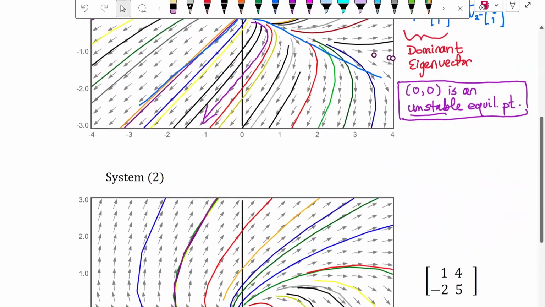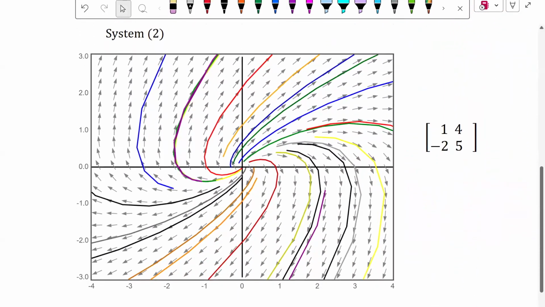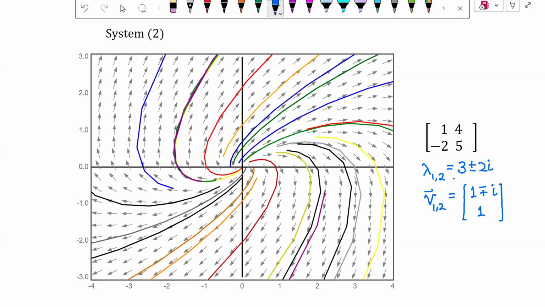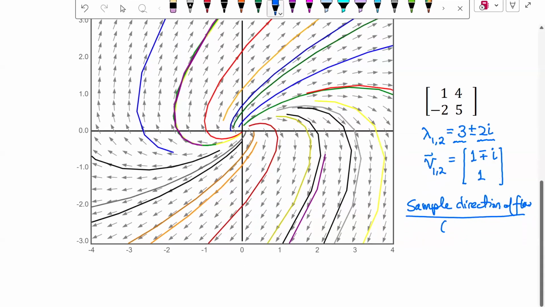Let's go to the next example lower on this slide. This was system 2 from last time. Here, if we write down what the eigenvalue-eigenvector pairs are, it turns out we have complex eigenvalues and eigenvectors. So of course they always come in complex conjugate pairs. Remember that we can't plot complex eigenvectors, but we do know that because we have complex eigenvalues, our solutions are going to be some combination of e to the 3t and cosine and sine 2t, which means we're going to have a rotation.